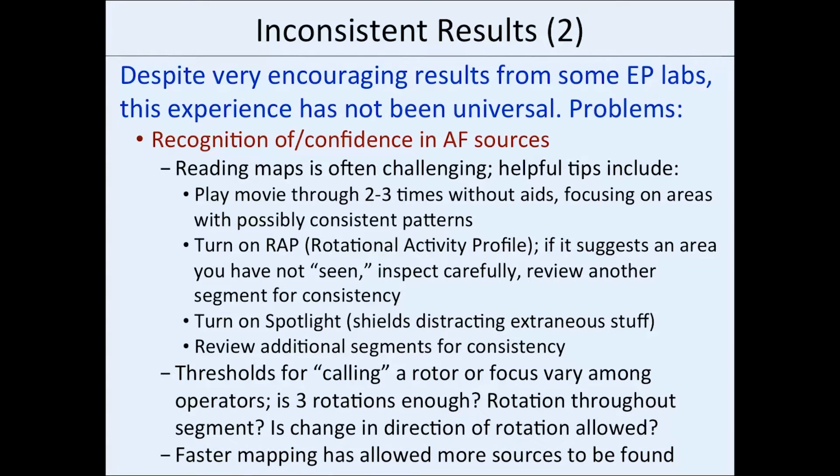Certainly faster mapping has allowed us to see more sources than we did in the original series, and this has posed a problem conceptually for some individuals. How come we're seeing more than we did before? Were we missing some before, or are some of the ones that we're seeing now not really part of the action? We'll address this in a second here.